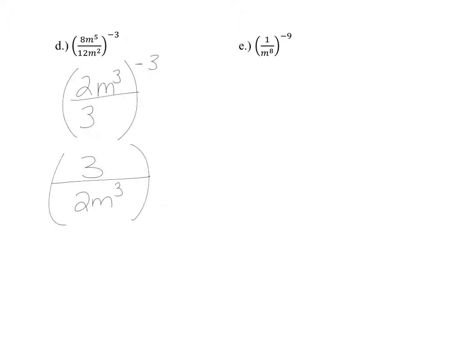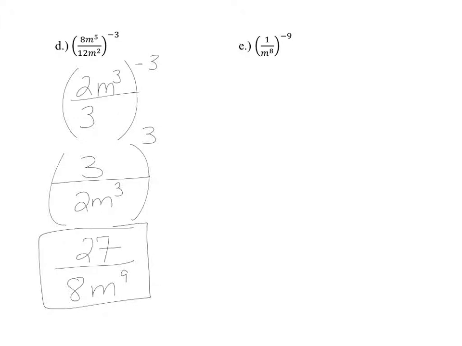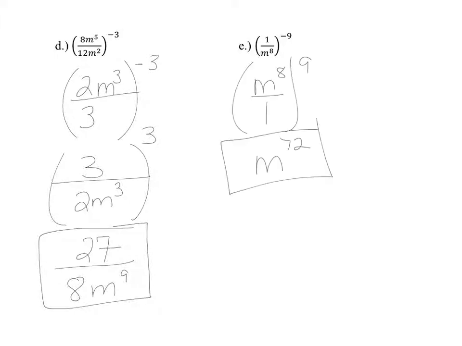That whole thing is now going to the positive 3rd power, which is going to give me 3 to the 3rd, remember, is 27, over 2 to the 3rd, which is 8, and then m to the 9th. So always, always, always reduce the inside of your parentheses first. That would make your life so much easier. Now stop the video and do the next one 100% on your own.